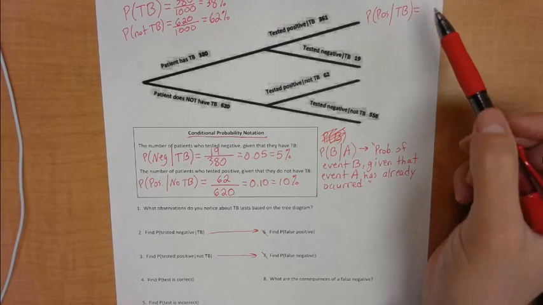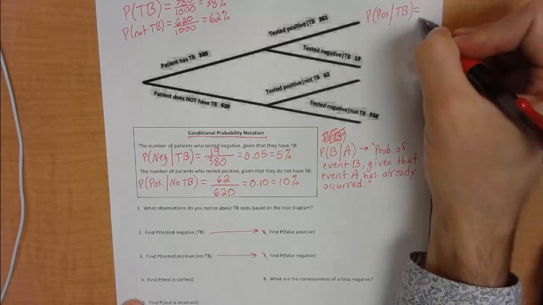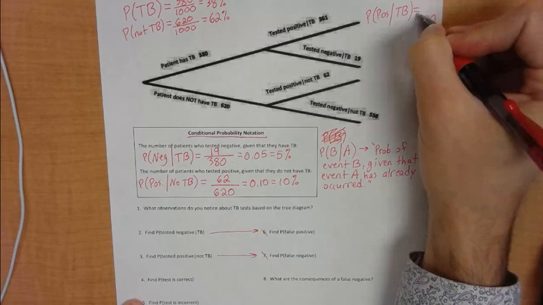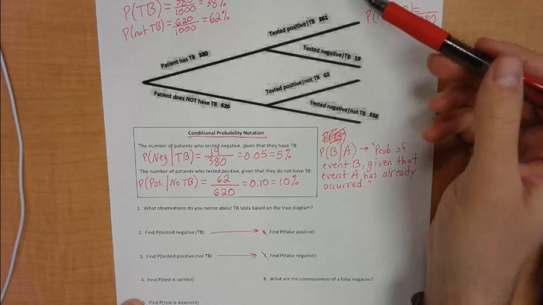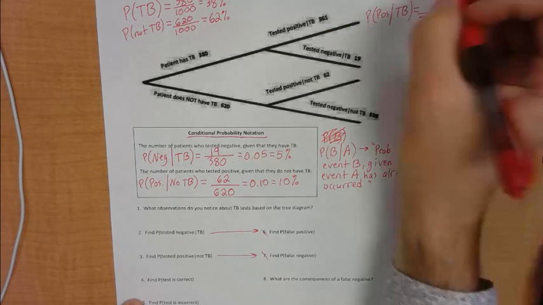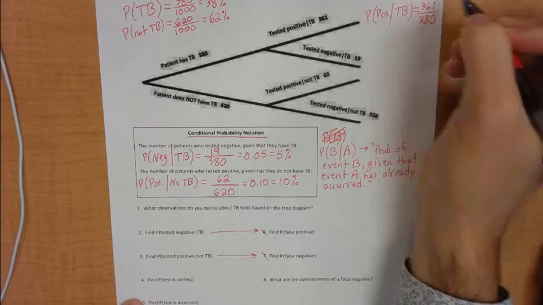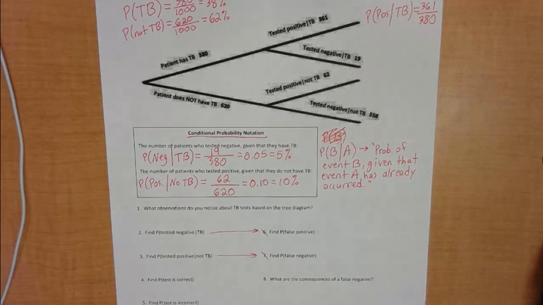So now if we look at the people who have TB, that is 380, and the people who test positive out of those 380 is 361. And if you did that in your calculator, that's a 95% chance of testing positive given that you have TB.